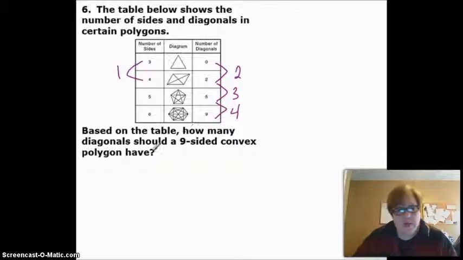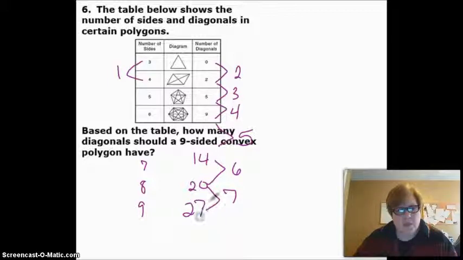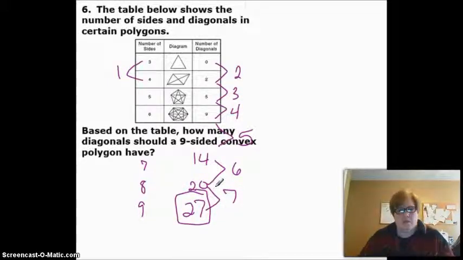That might be, it's not too bad. We're only going to 9. So I think that may be what I do. So it's 7, 8, 9. I would increase by 5 here. So 9 plus 5 is 14. And then I would increase by 6, which is 20. And then I would increase by 7, which is 27. So I would expect to have 27 diagonals if I had a 9-sided convex polygon.